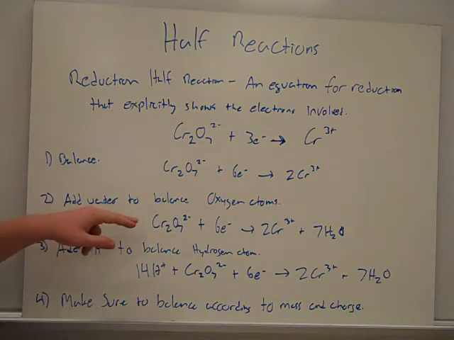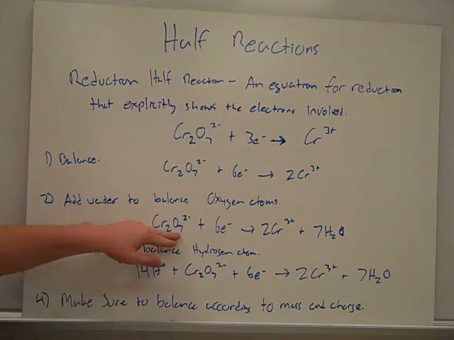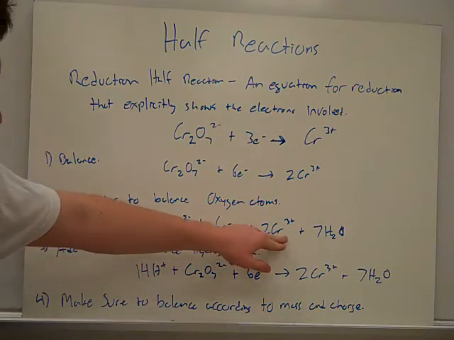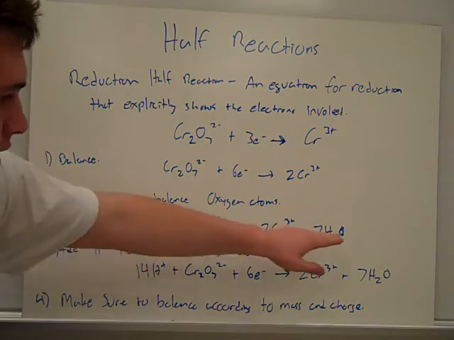Second step, add water to balance the oxygen atoms. As we can see, the dichromate has 7 oxygen atoms, whereas over here we have none. So we have to add 7 waters to balance the oxygen.